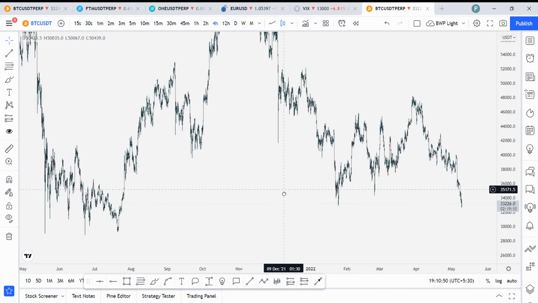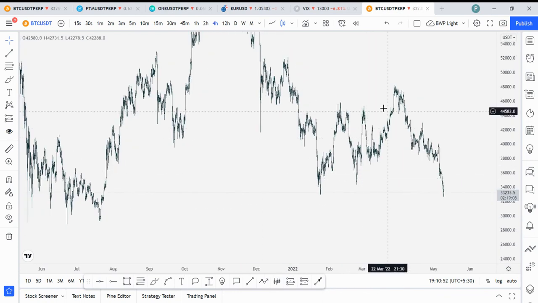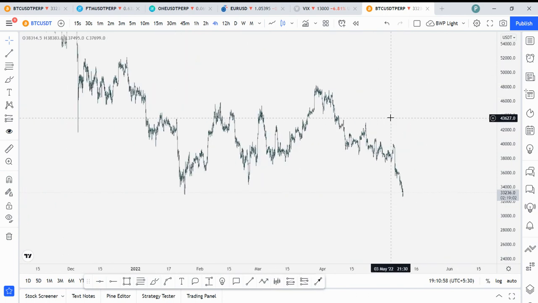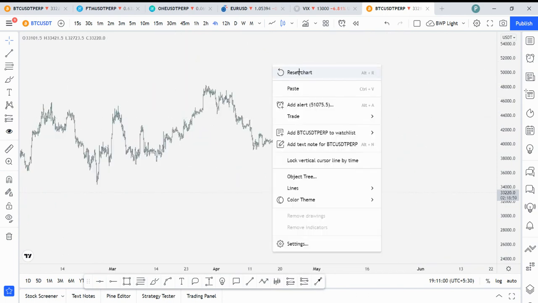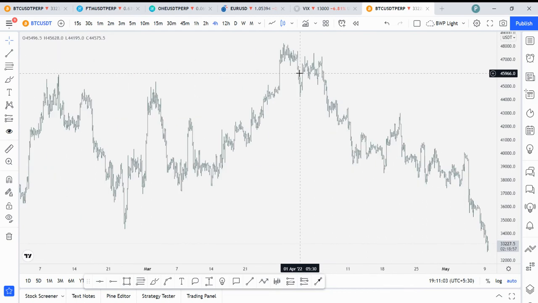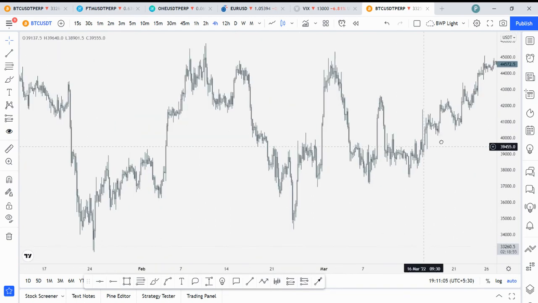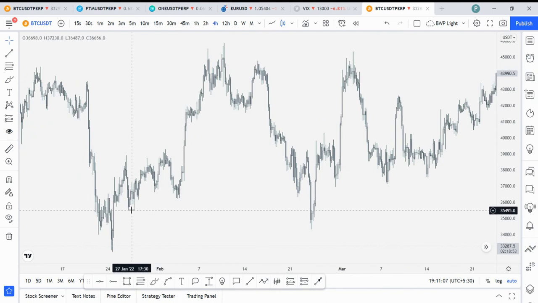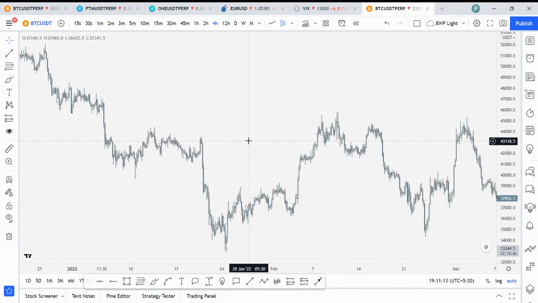I'm not doing BTC analysis anyway. I'm just trying to show you examples of what I mean by liquidity. Okay, so now let's put it in context. When you are going long, you want to make sure that there is liquidity before your entry. All right, you want to make sure there's liquidity before your entry.